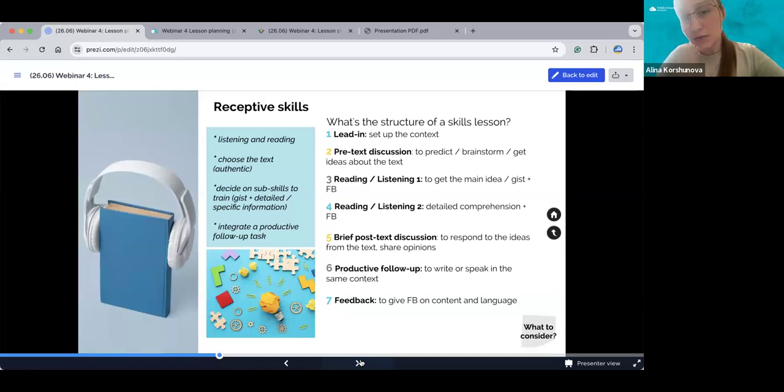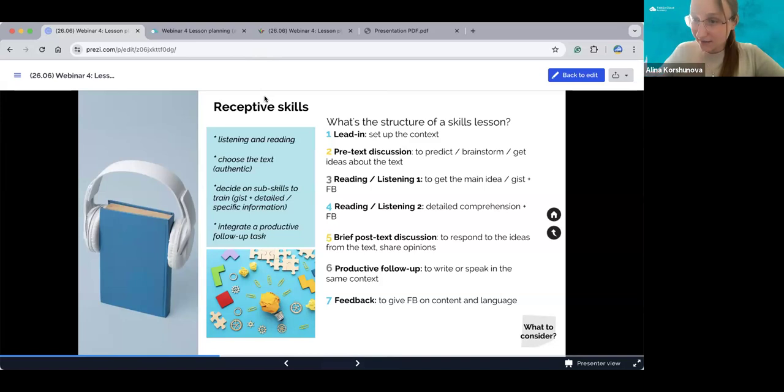Because all the texts that we have in course books are probably not authentic, they are graded. They were created for learning purposes. Authentic texts were not created for learning purposes. Okay, I see some answers. Sometimes, Irina, that's great. Oh, I see that sometimes we use it.